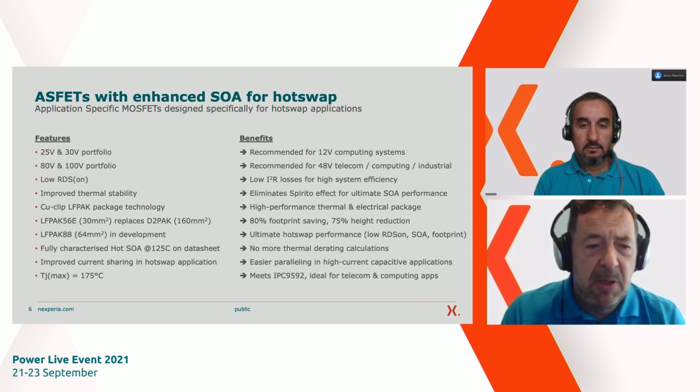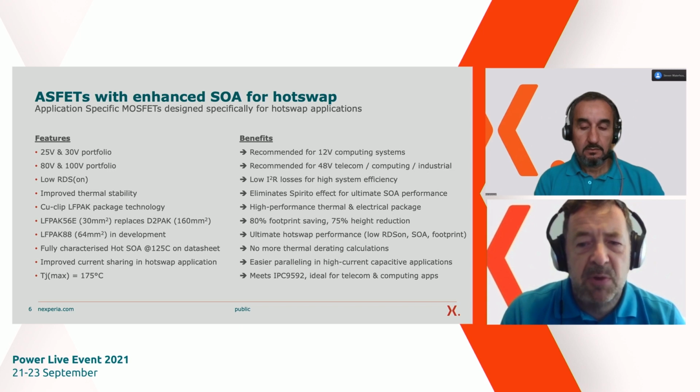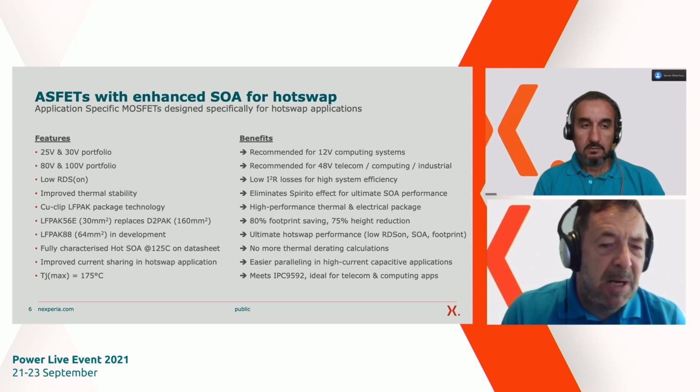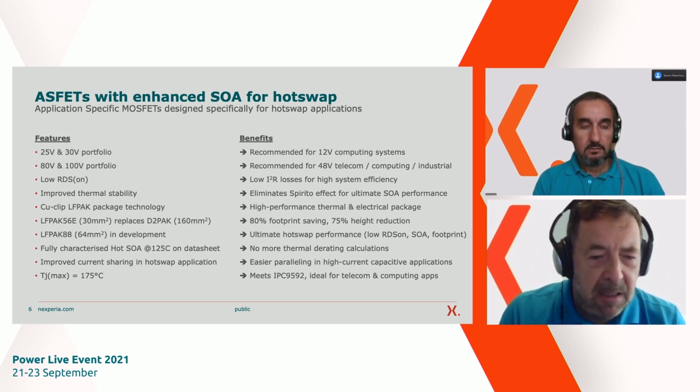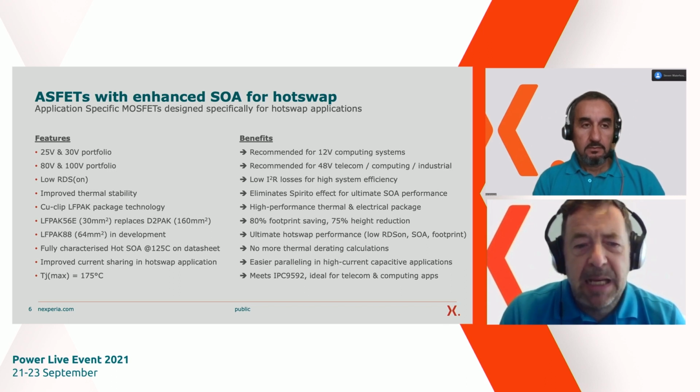We've also got in development our LFPAK88 for these applications, and that will give us the ultimate hot swap performance. It'll give us the lowest RDS(on) possible while still achieving a very high SOA, and it's footprint compatible with some other 8x8 packages. For these products, we fully characterise the hot SOA at 125 degrees on the data sheet.